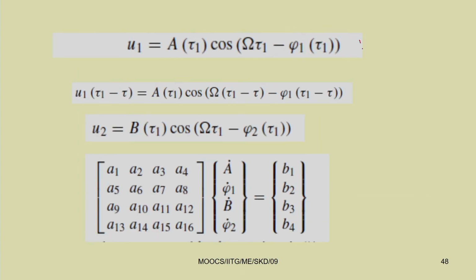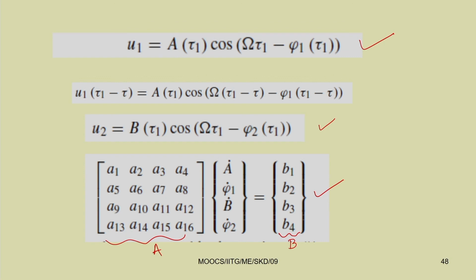For example, you can use the harmonic balance method this way: u1 equal to a tau 1 cos omega tau 1 minus psi 1 tau 1 and u2 equal to b tau 1 cos omega 1 tau 1 minus psi 2 tau 1. Then by collecting the coefficients of cos and sin terms, you can get this equation. Here A1 dot, psi 1 dot, B dot and psi 2 dot will be equal to A inverse into B, where this matrix is A. For steady state, A1 dot, psi 1 dot, B dot and psi 2 dot will be equal to 0.